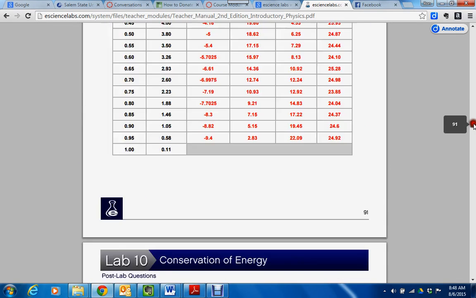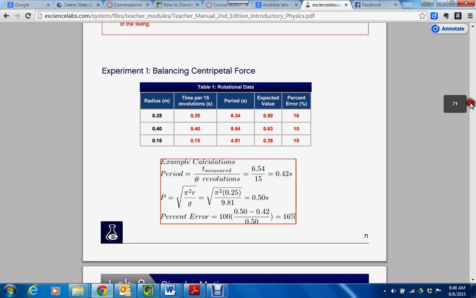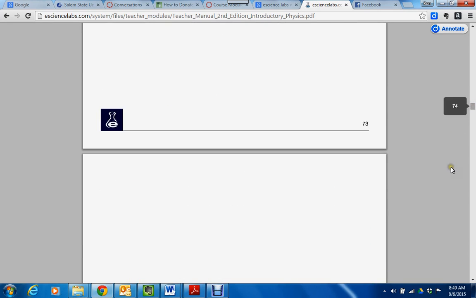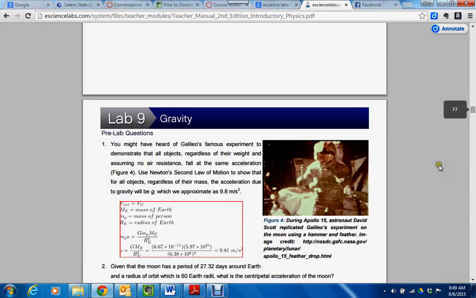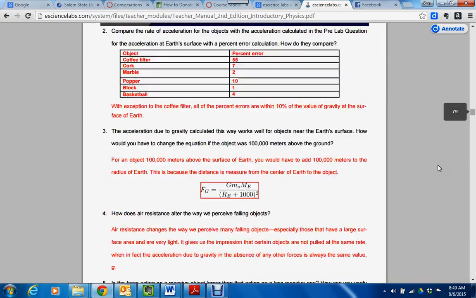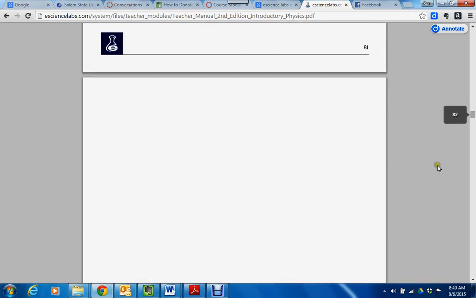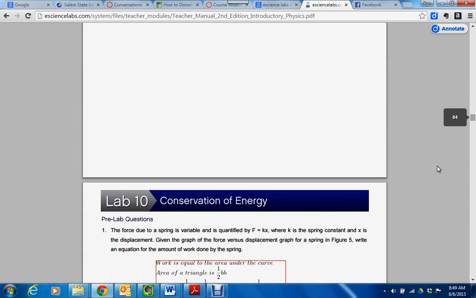So in the pre-lab, oh darn it. I'm skipping through everything here. Let's get up to lab number 10. Alright, so here we are in lab number 10.